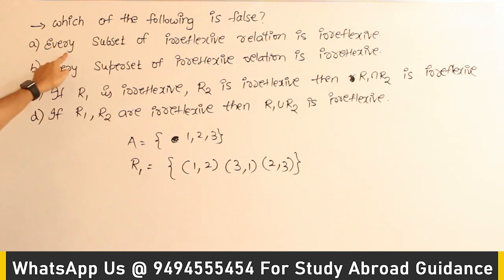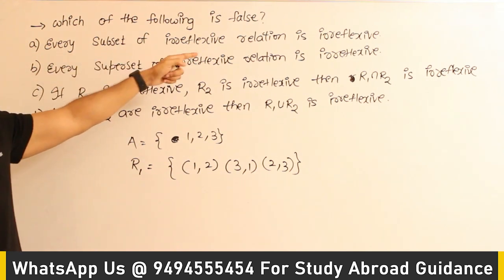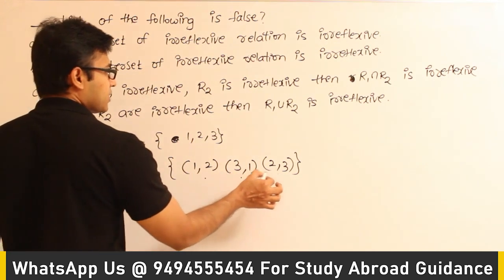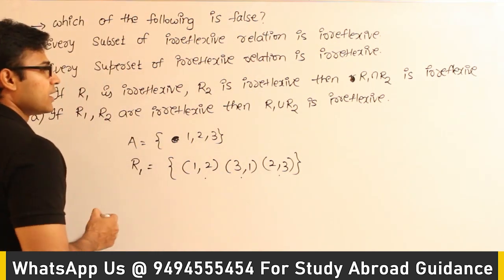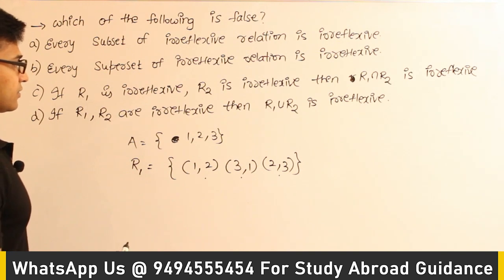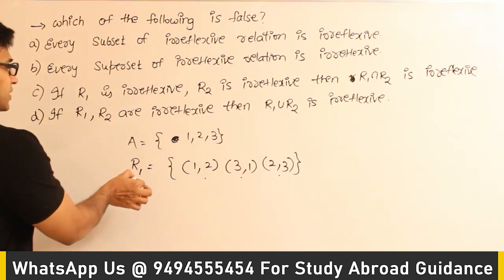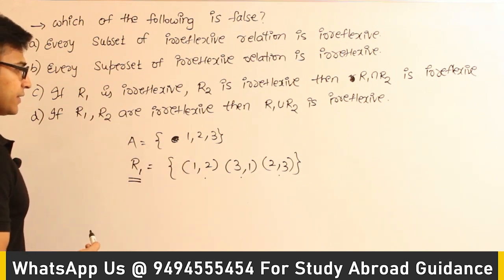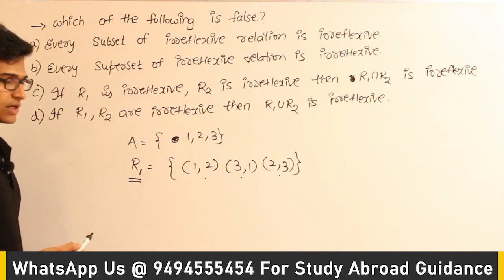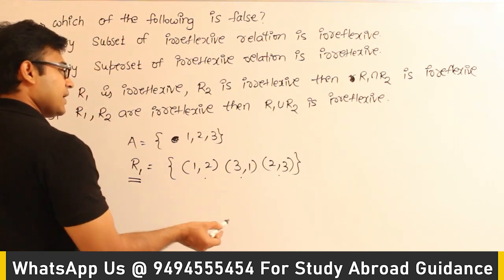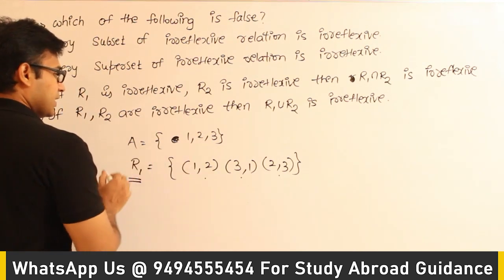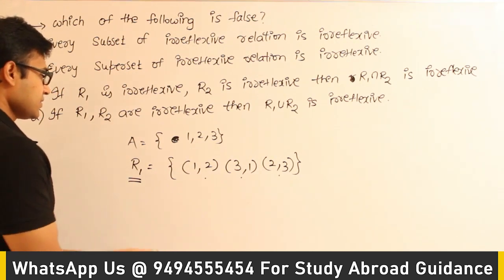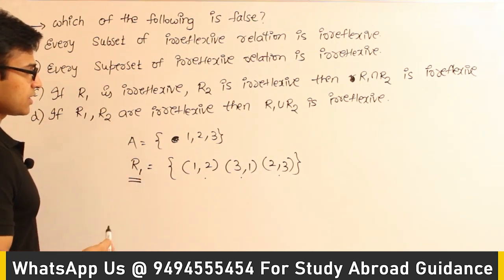Now they are saying that every subset of irreflexive relation is irreflexive. If you try to take any subset using this relation R1, that will definitely not contain diagonal elements because the original relation itself does not contain diagonal elements. Are you getting the logic? Take any subset from this R1, that will definitely not contain any diagonal elements. The reason is the original set itself does not contain diagonal elements.